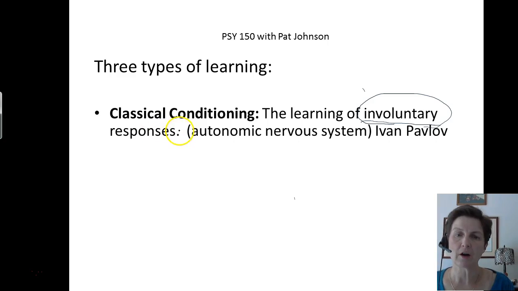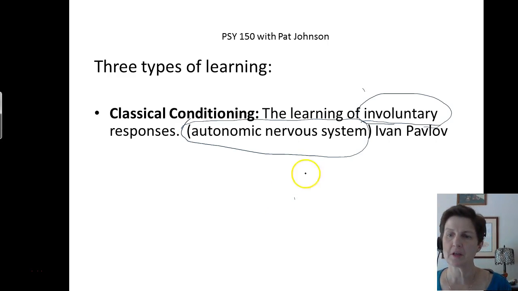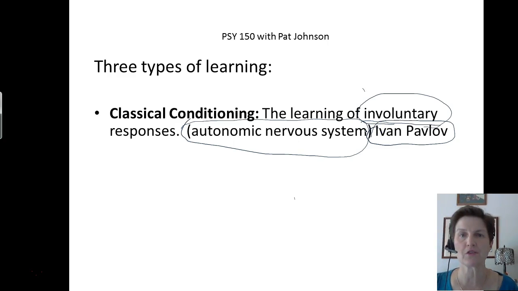Going back to our chapter on the brain and the rest of the nervous system, when we're talking about classical conditioning, we're talking about the autonomic nervous system, the nervous system that runs on its own without us having to think about it. And a person you've probably heard of before, we'll be talking about a guy by the name of Ivan Pavlov and his famous dogs, and he is the father of classical conditioning. So again, remember, classical conditioning only deals with involuntary responses.